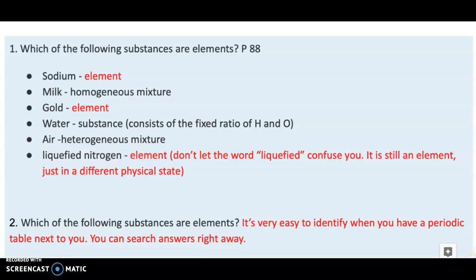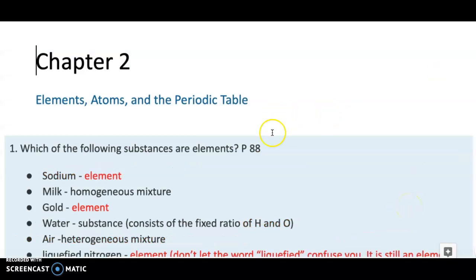Okay guys, so I would like to walk you through all the different problems that we have in our book, and let's start with chapter 1. So this is our chapter 1 and it includes elements, atoms, and periodic table.